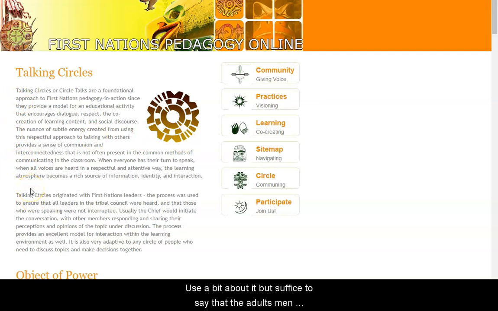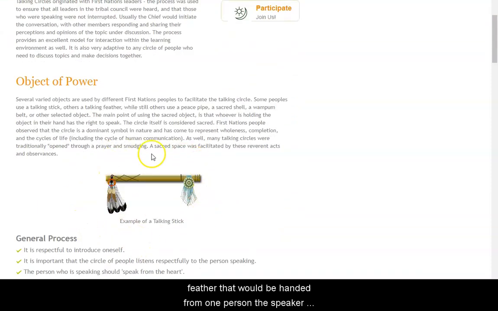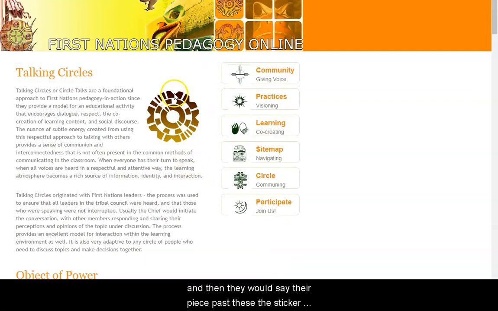Suffice to say that the adults, men and women, would sit in a circle, and when there was an issue to be decided upon, they would sit in a circle, and then we also have this talking stick or a feather that would be handed from one person, the speaker, and then they would say their piece, pass the stick or feather or the object of power over. The next person would share what they felt about the topic.